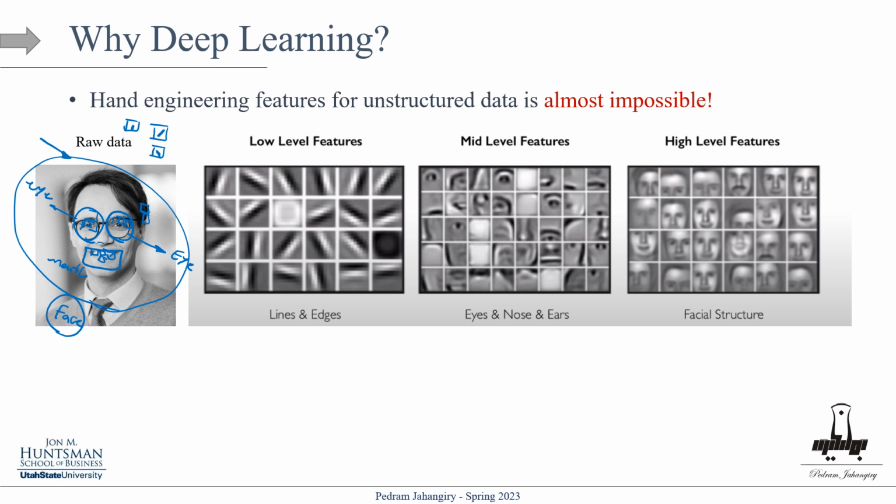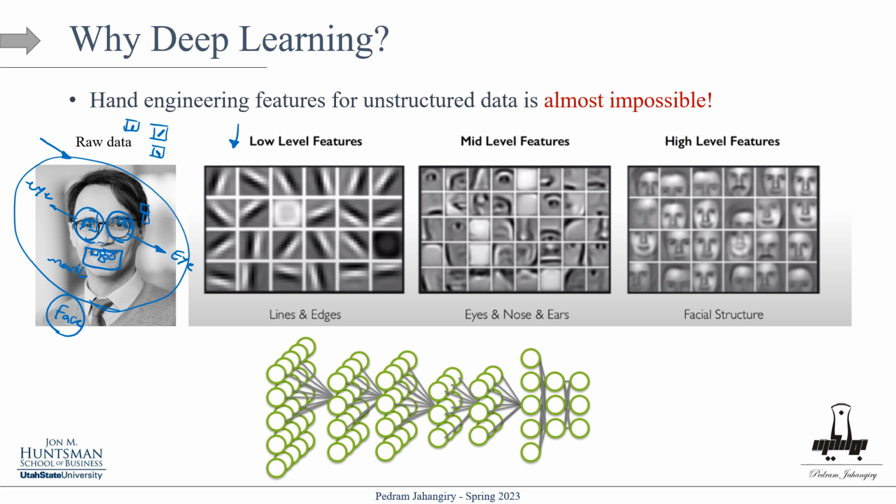So at the very low level, this is a low-level feature extraction, the neural network is going to extract some lines and edges, right? So let's say this is the first layer. We're going to extract some lines and edges.